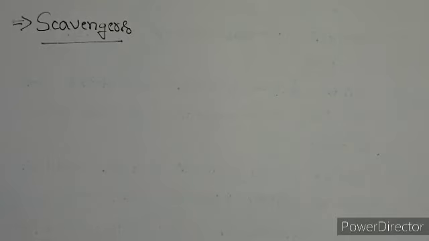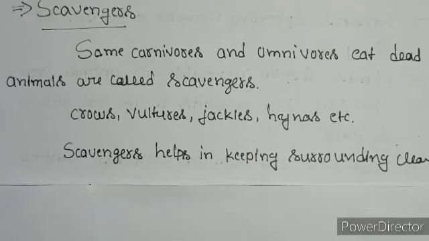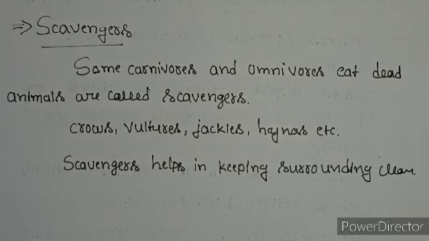The next group of animals is scavengers. Some carnivores and omnivores that eat dead animals are called scavengers. Crows, vultures, jackals and hyenas are some scavengers. These scavengers are very important because they help in keeping the surroundings clean. They help to keep the forest area clean. That is why they are called scavengers.